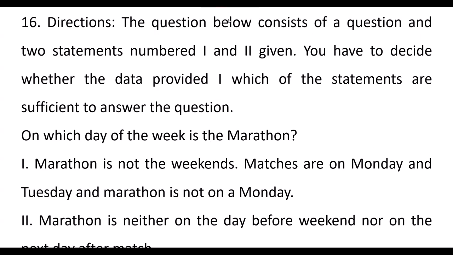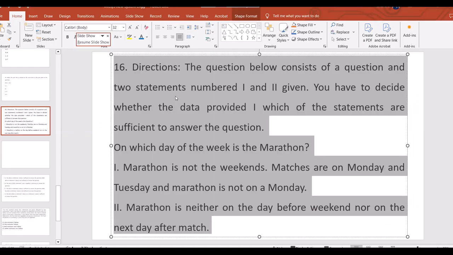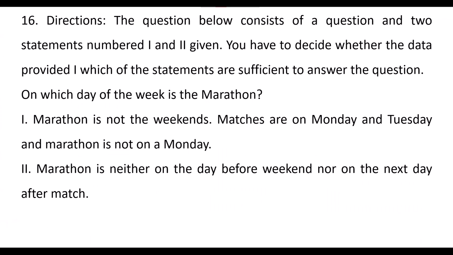Now look into this question. So data sufficiency again. On which day of the week is the marathon? We have Monday to Sunday. It has not happened on weekends. Statement one: matches are on Monday and Tuesday, and the marathon is not on Monday. Statement two: the marathon is neither on the day before the weekend nor on the next day after the match.